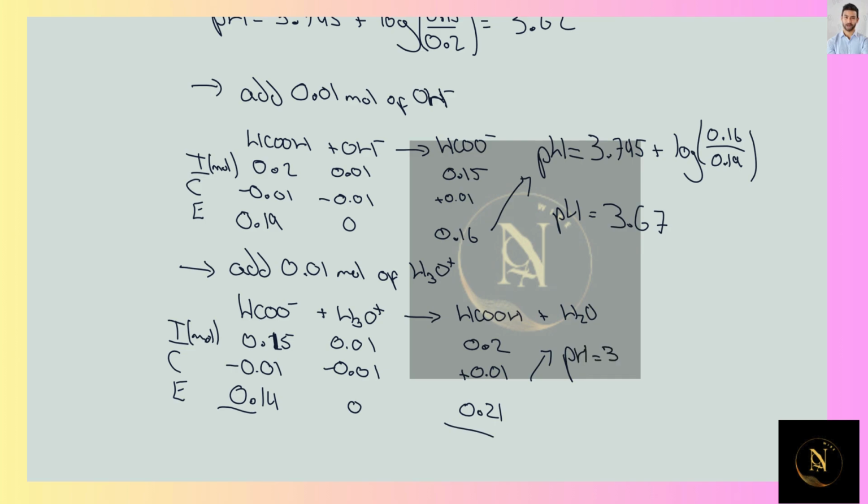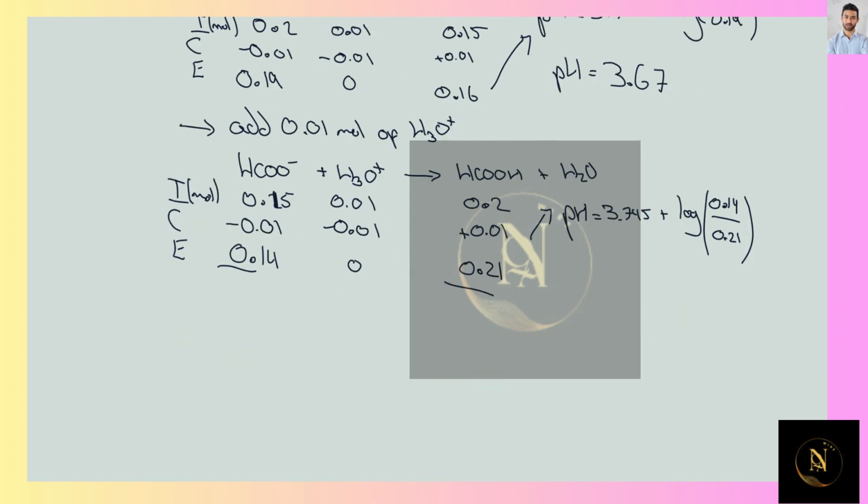Okay, so we can use these quantities, the ones at equilibrium, again for our Henderson-Hasselbalch equation. So pH is 3.745 plus the logarithm of the concentration of A minus, now 0.14, over HCOOH, 0.21, and this is going to give us a pH equal to 3.57.